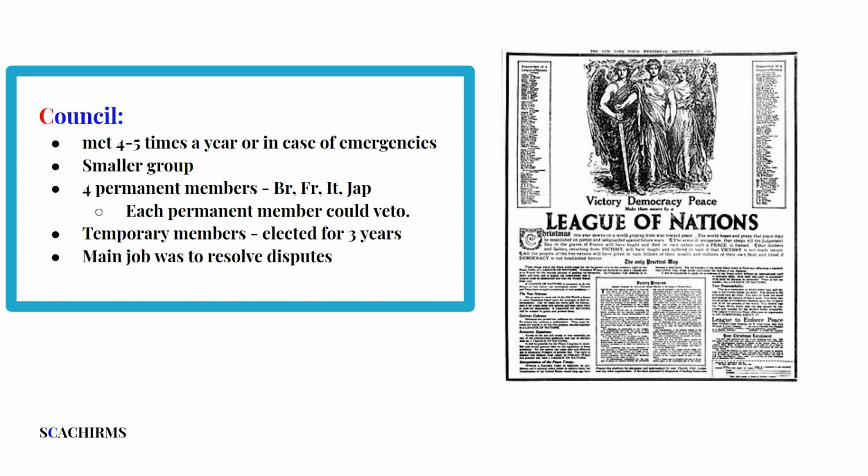And the council, they met 4 to 5 times a year, or in cases of emergency, and they met to resolve disputes. So when there were problems, they went ahead and met and tried to solve these problems. Okay, go ahead and write all of this information down, and I will move on to the next one, the A in SACRAMS. When you're ready, join me.